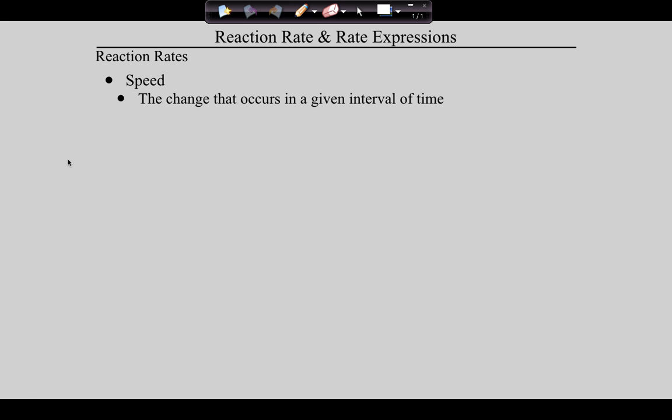So guys, when we talk about speeds or rates of reactions, when we talk about speed, it's how fast something changes in a given interval of time.